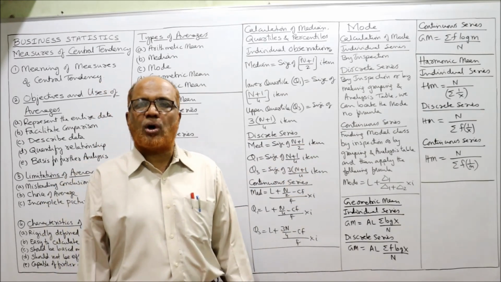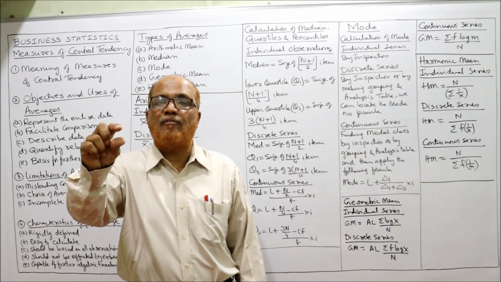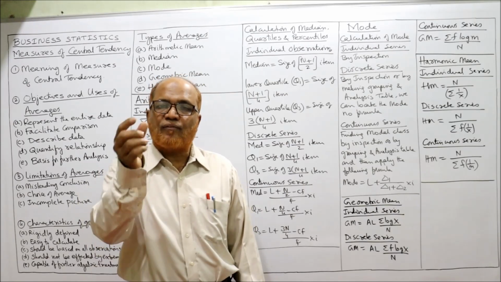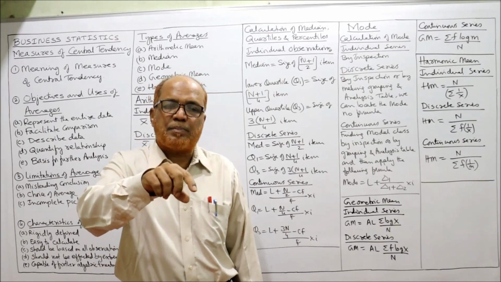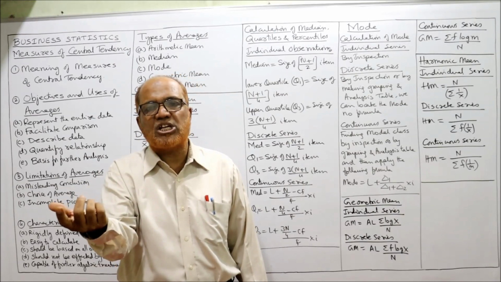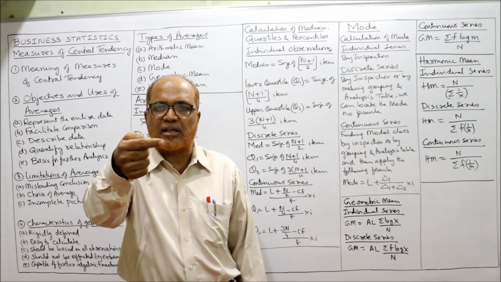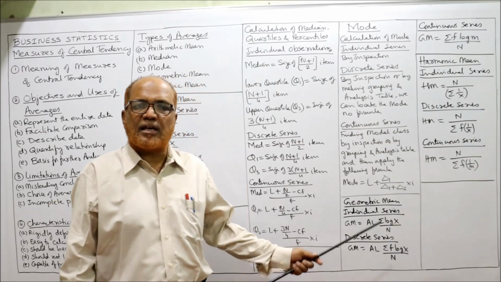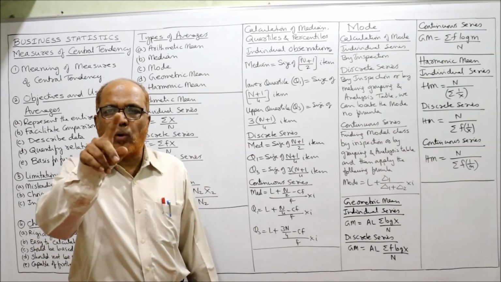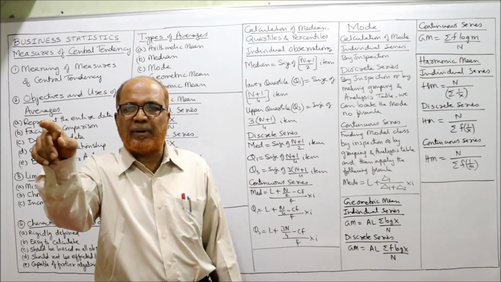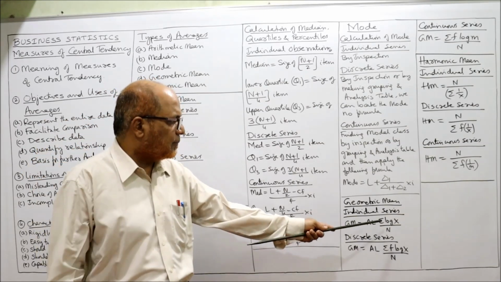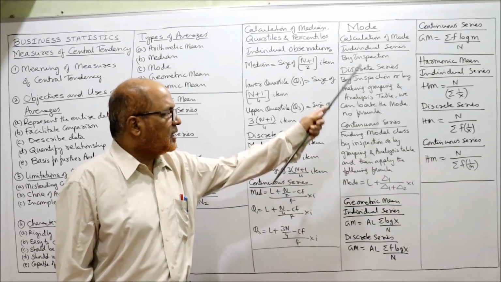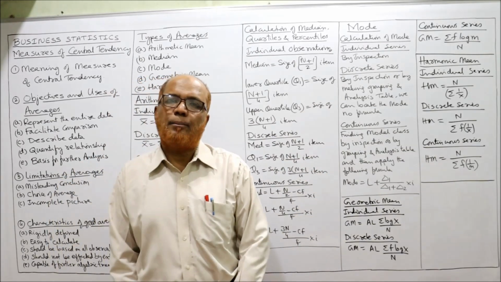In continuous series also, we have to find out the modal value, modal class. So for calculating modal class, by inspection or by making grouping and analysis table, we find out the modal class. After finding out modal class, apply the formula mode is equal to L + (Δ1/(Δ1 + Δ2)) × i. Over. This is mode.